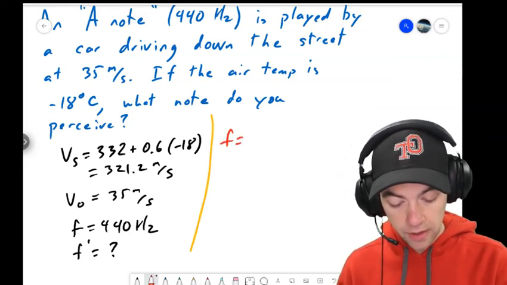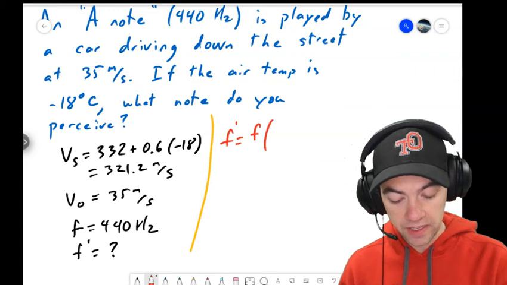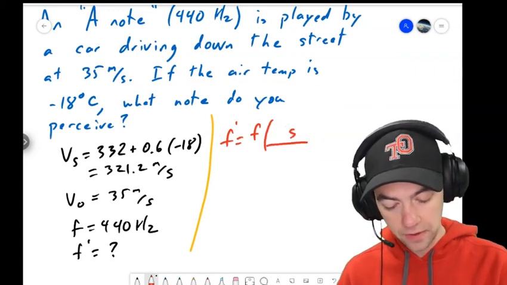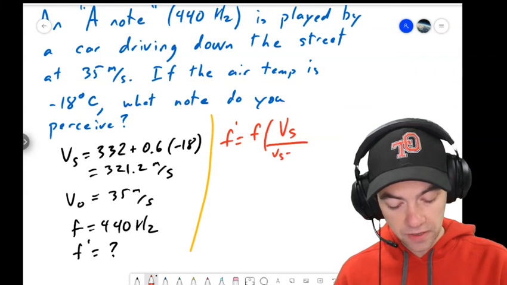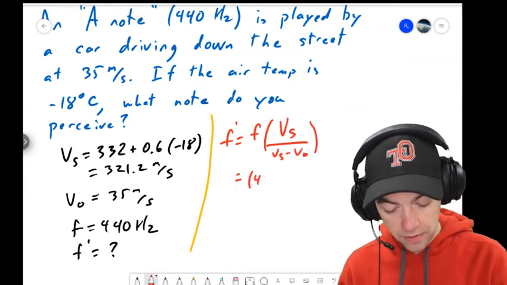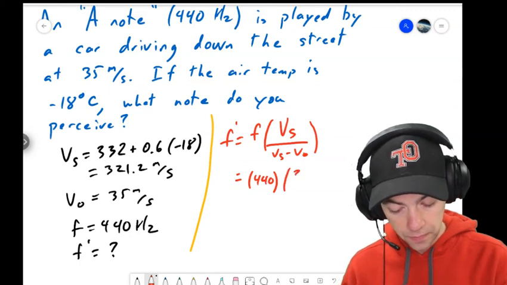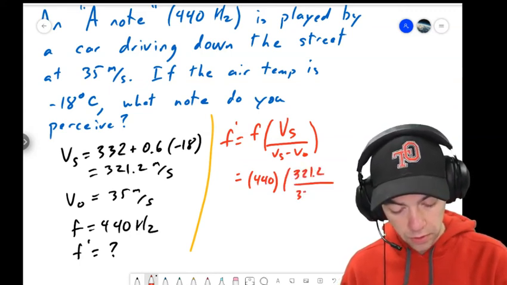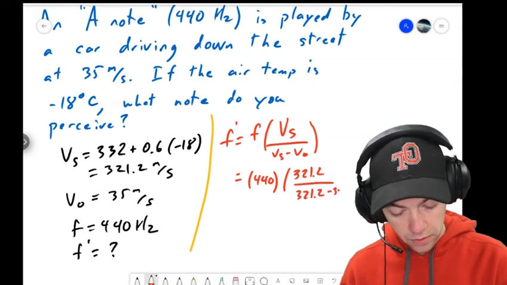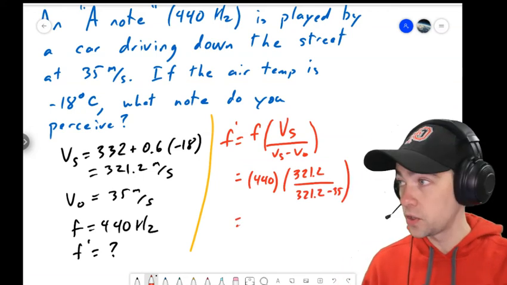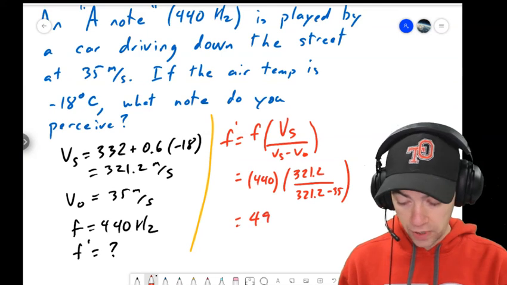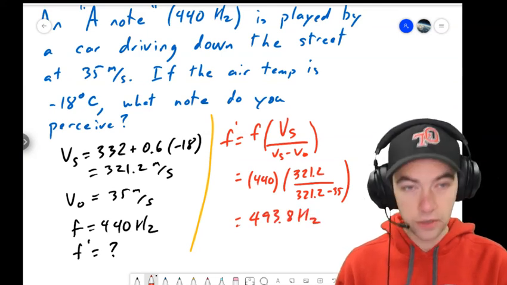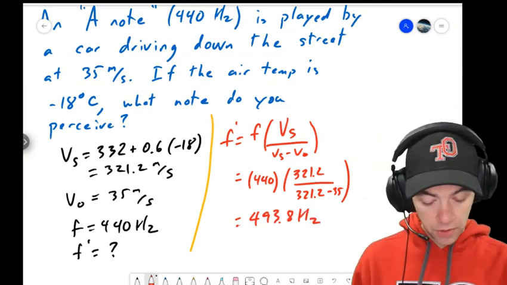So we'll go ahead and it becomes f prime is equal to Fs over Vs minus Vo, and we'll go ahead and plug these numbers in. And when we plug this into our calculator, we get an answer of 493.8 hertz. So that's coming towards.